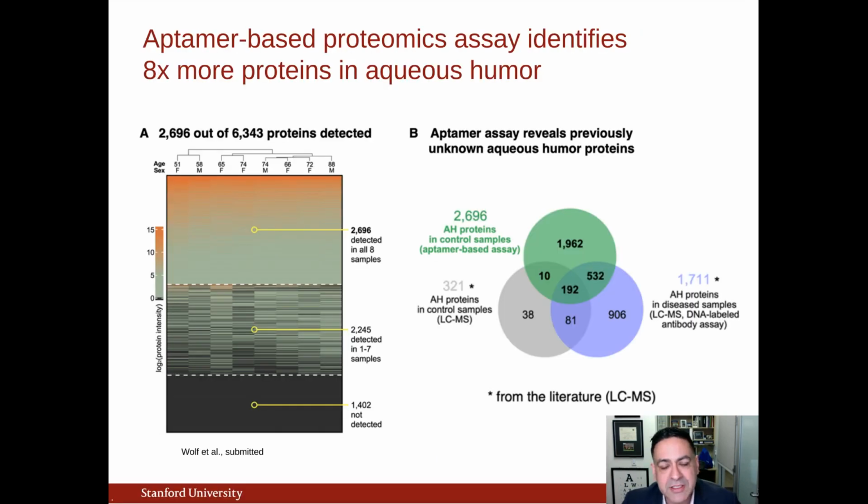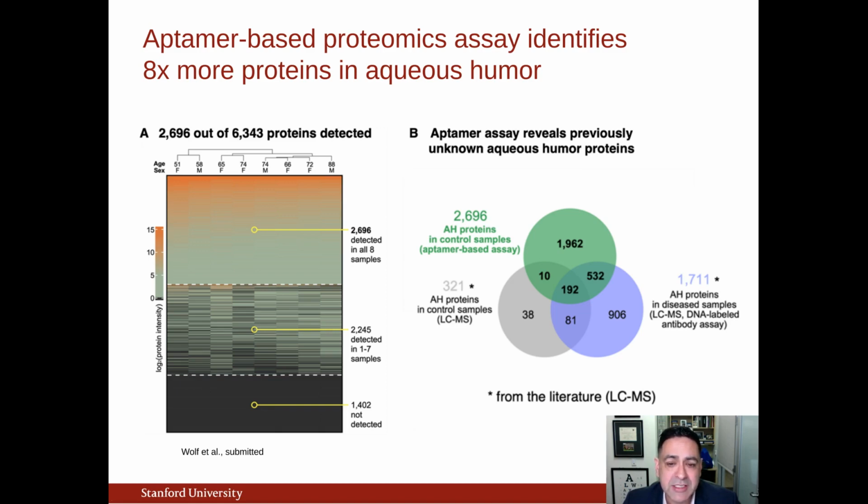And so on the left is a heat map, and this is quite remarkable to us. So these are 8 patients, males and females, ranging in age from 51 to 88, coming in for cataract surgery. And in the top half of that heat map, you can see we could detect about 2,700 proteins in all 8 of the patients. This is an 8-fold increase in what we were able to see with our mass spectrometry methods, and our array methods have up to 1,000 proteins just on the array. But this was 2,700 proteins that we could detect in these patients.